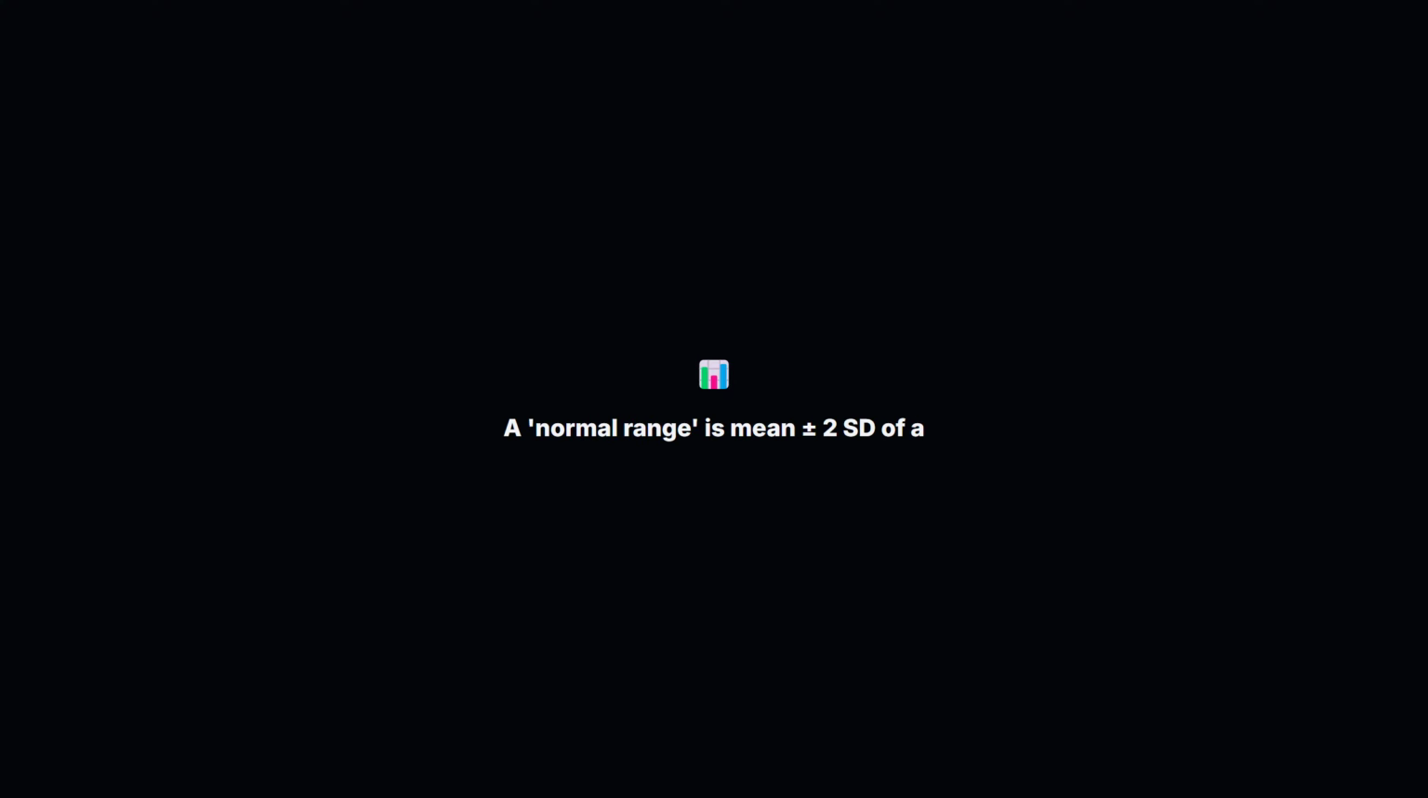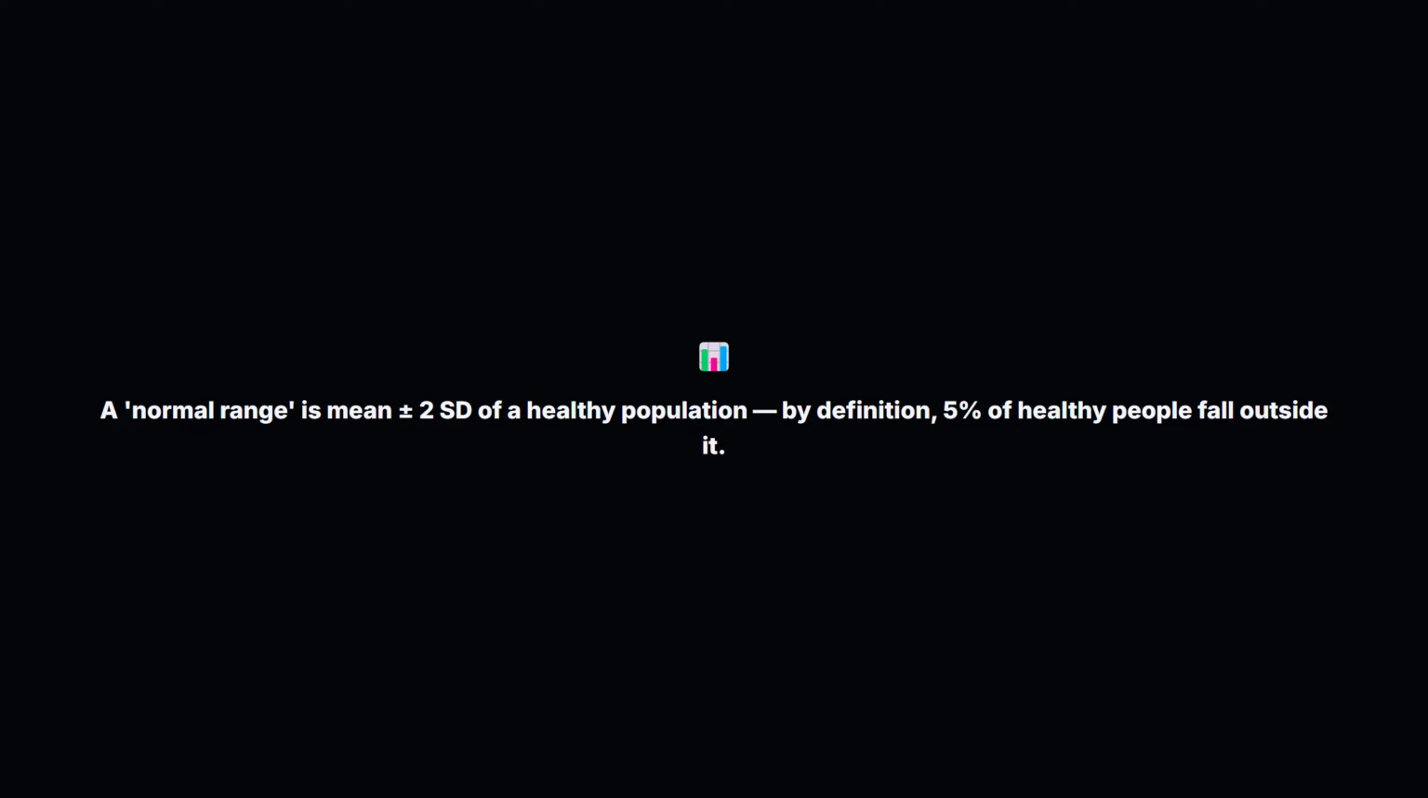The everyday reference range itself is a statistical construct too, typically the mean of a healthy population plus or minus 2 standard deviations, capturing roughly 95% of that healthy group by definition, not a hard line between sick and well.